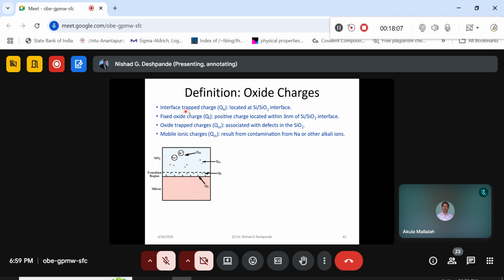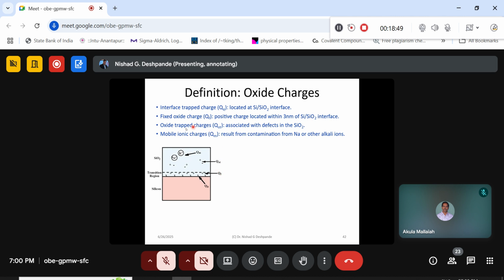Let's say you have interface trapped charge, okay, which is QIT, which is shown here. So I'll come to the details of that particular charge here. Okay, this is located at the silicon dioxide interface. You have fixed oxide charges. So this is positive charge located within 3 nanometers of silicon dioxide interface. So almost you can see that along this thickness and up to 3 nanometers, you can get these different oxide charges, and they are referred to as the fixed oxide charges.